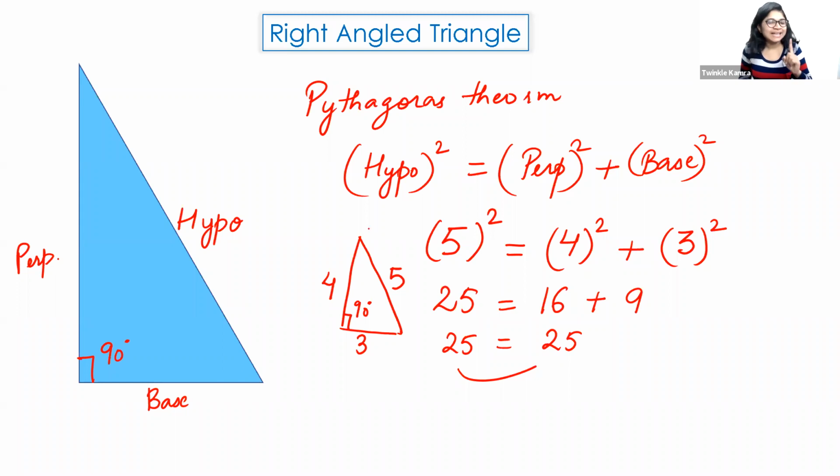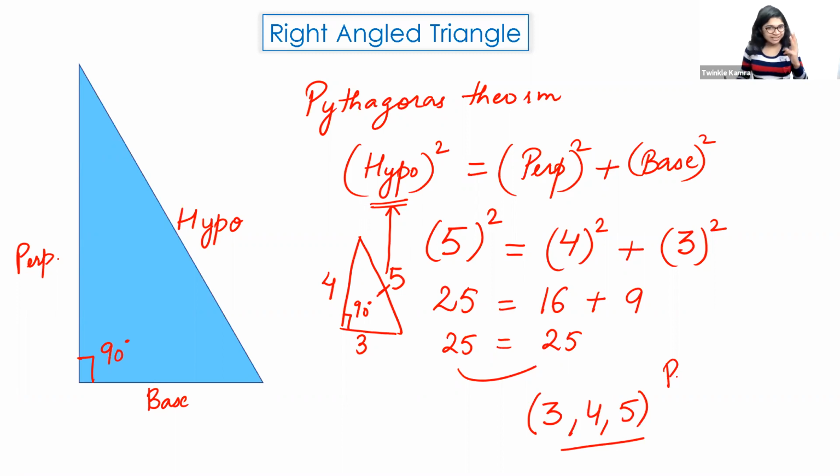Remember one thing: for the hypotenuse, you always have to write the side which is in front of 90 degrees. All right. And one thing, these three numbers, 3, 4, and 5, we call them a Pythagorean triplet. See, they are three numbers, so they're a triplet. They satisfy the Pythagoras theorem, so we call them a Pythagorean triplet.